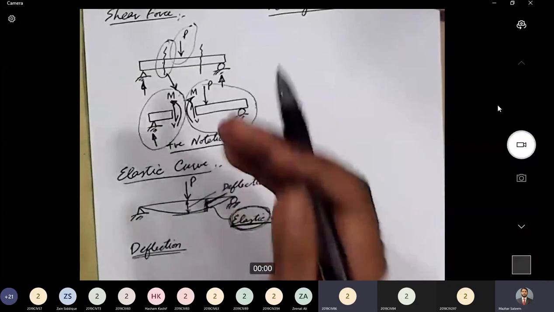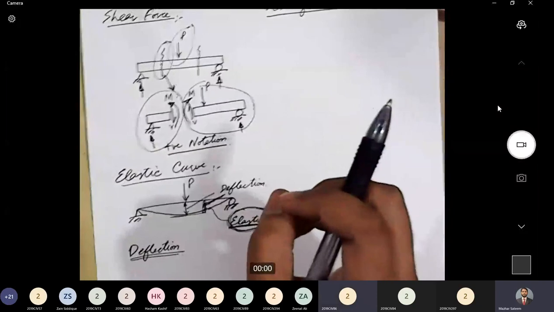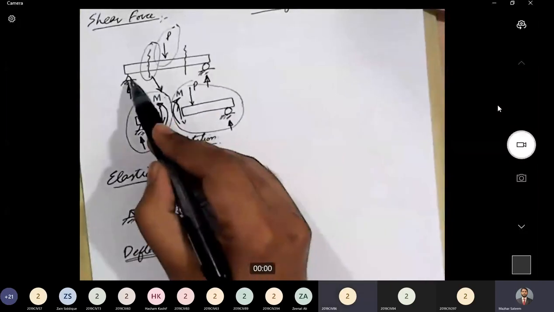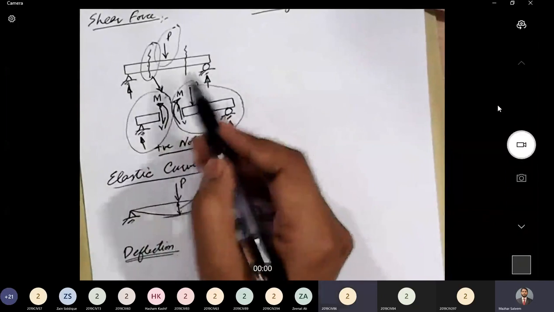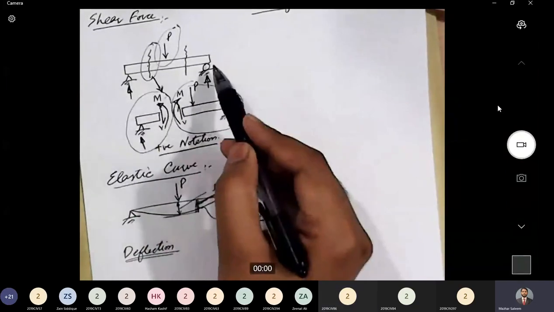It will be like the problems that we will be discussing together. We will be drawing the shear force diagram for the entire beam, and in that case we will be taking sections throughout the length of the member.